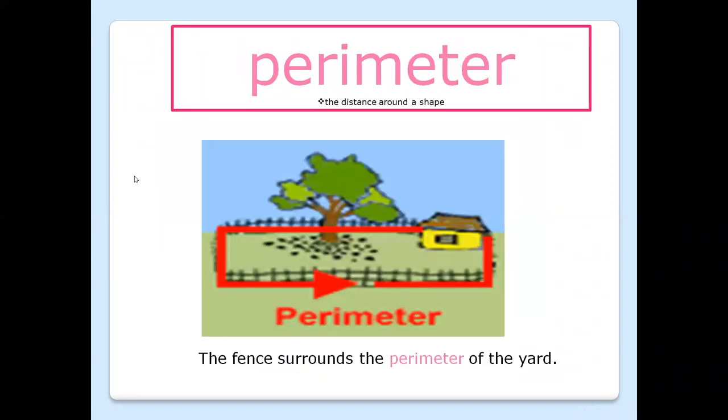Next Greek word is perimeter. Again, the word perimeter. What do I mean by perimeter? Perimeter is the distance around a shape. This distance around, we call it perimeter. The fence is around the perimeter of the yard. This is also a Greek word.